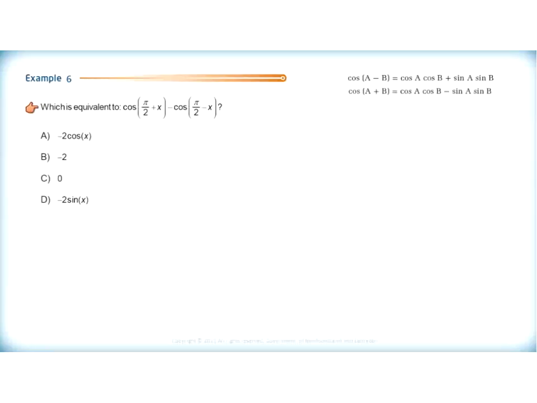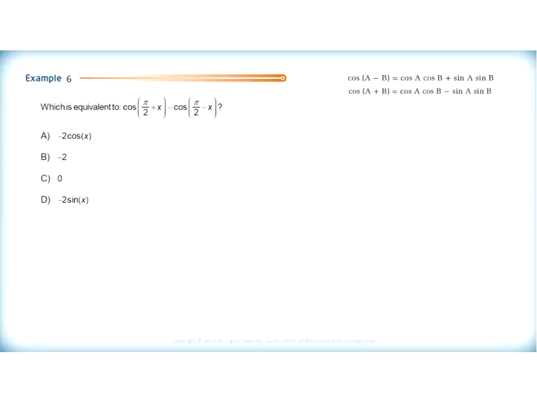Okay, one more example here, which is equivalent to the cosine of pi over 2 plus x, subtract the cosine of pi over 2 subtract x. Now in this case, I do need to rewrite this using my sum identities and my difference identities. I'm going to rewrite this one using my sum identity for cosine. I'm going to rewrite this one using my difference identity for cosine. What's critical here is this subtraction sign. We need to be very careful with that one.